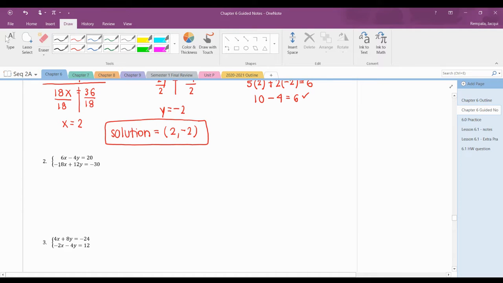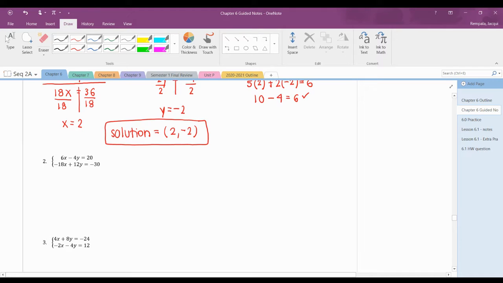Well, the x's, one's a 6 and one's a negative 18. Those are not opposites. That's not going to cancel. The y, we've got a negative 4 and we've got a positive 12. If I add them up, it's not going to turn to 0. It's not going to cancel out. So now that means that we have to multiply an equation by something so we can get opposites.